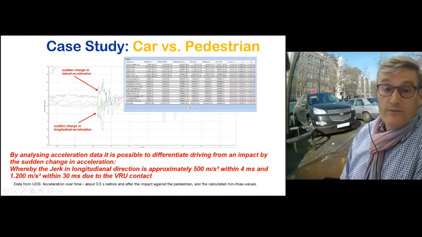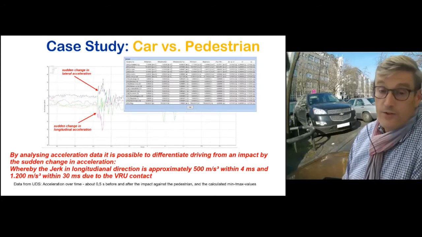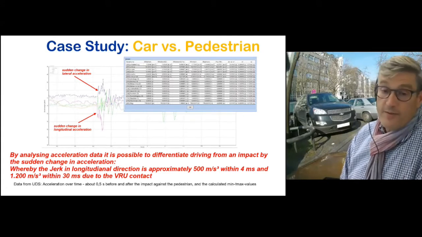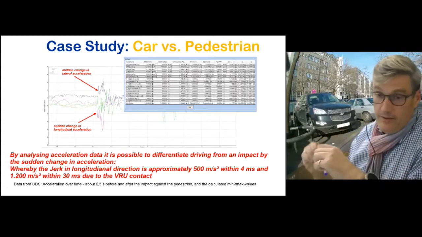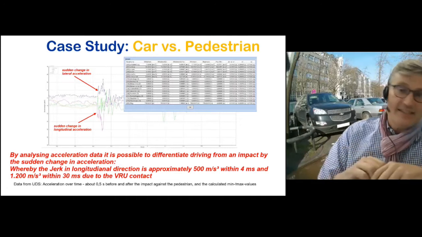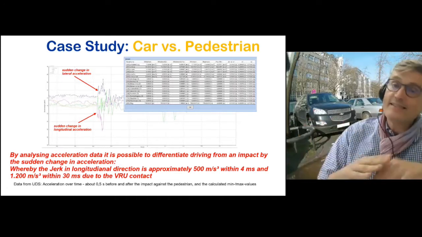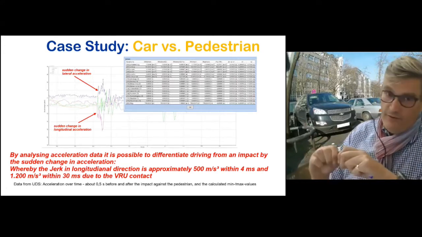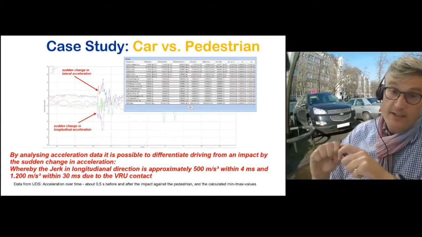So from the change of acceleration, we can calculate the jerk, and we see that a jerk of above 500 meters per second to the power of 3 within 4 milliseconds will never happen during normal driving. So therefore we can say something happened there. This is an event which is worth being saved, worth protecting the legal certainty for victims.